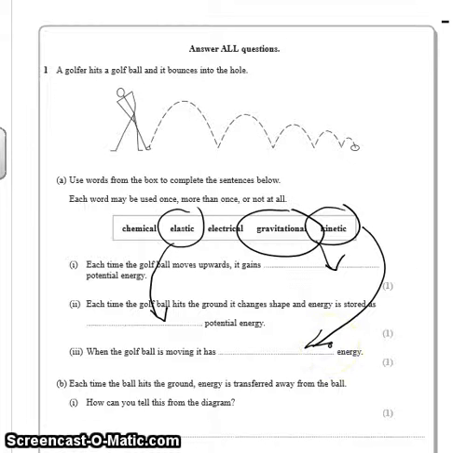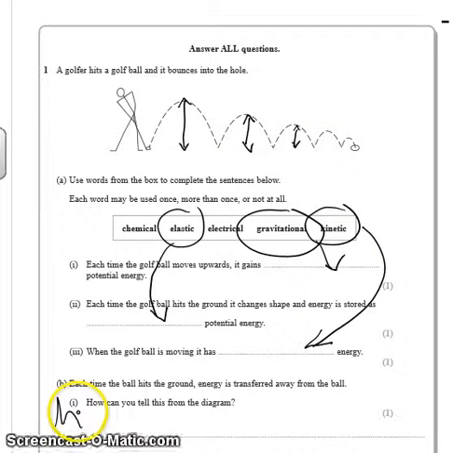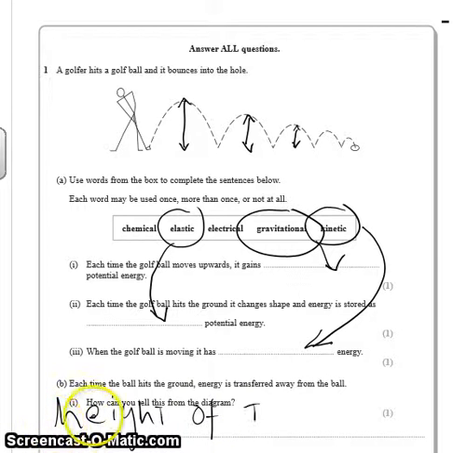Each time the ball hits the ground, energy is transferred away from the ball. How can we tell this? Well, if you look at the diagram, we can see that the amplitude of each bounce gets smaller and smaller over time, and that tells us that energy is being transferred away from the system. So if we write, the height of the bounce decreases.